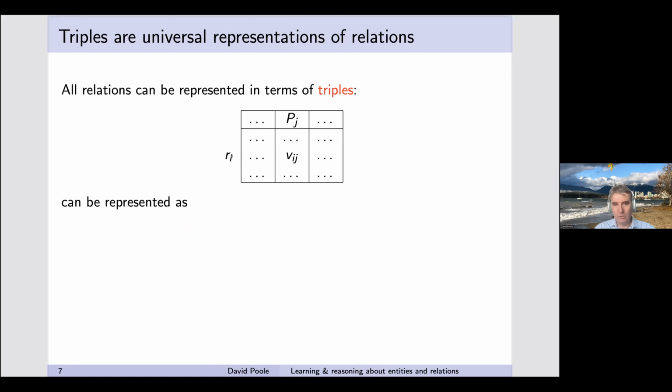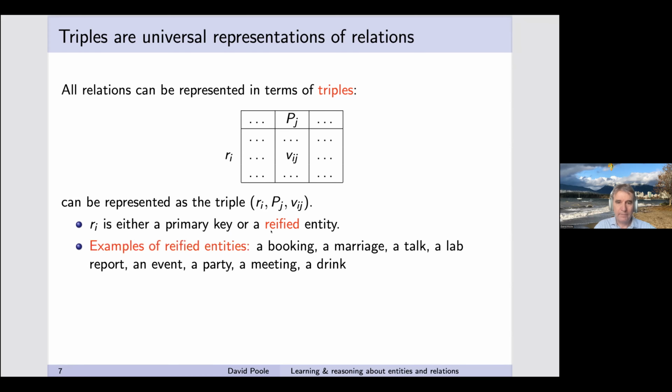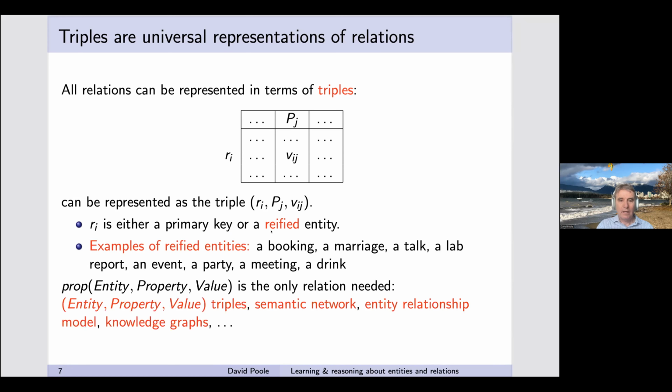Okay, so here is a table. Here's a typical table with a row, property, and a value. It can be represented as this triple of R, P, and V, the value at row i and column P. And so either Ri is a primary key or a reified entity. It's something that's made into an entity. Examples of reified entities are a booking. You can talk about a booking, a marriage. They're relationships amongst things we've made into a thing and often given a name. All right, so these are often called semantic networks, entity relationship models, or knowledge graphs.